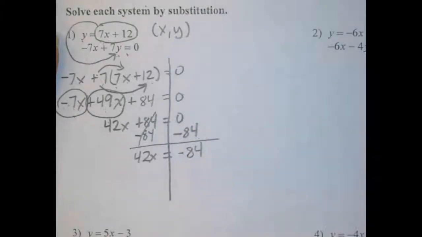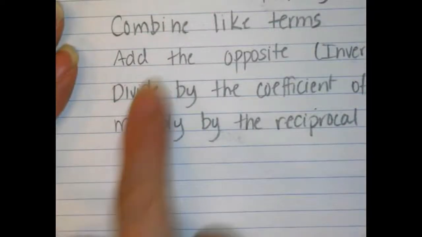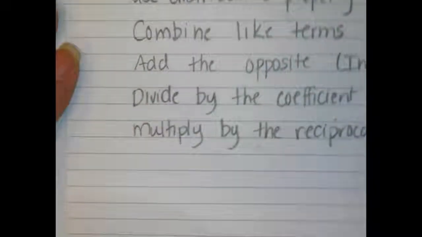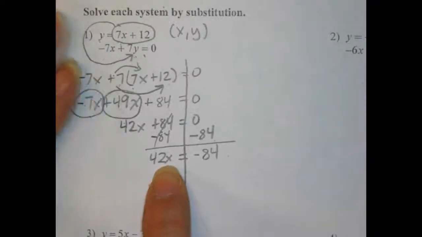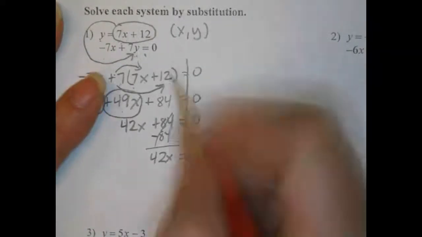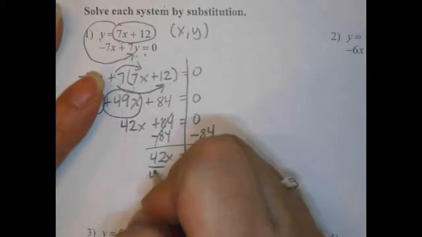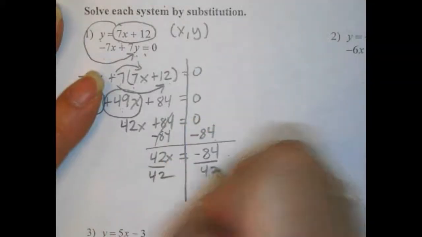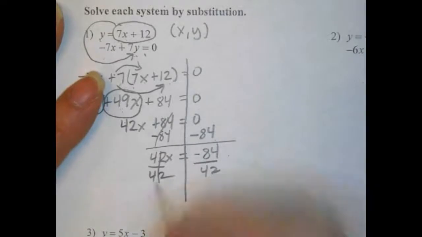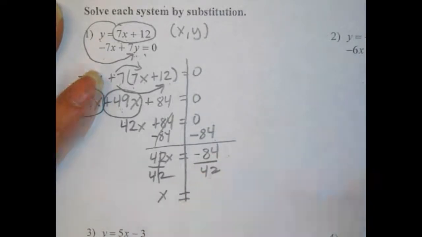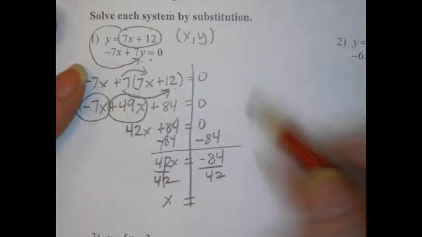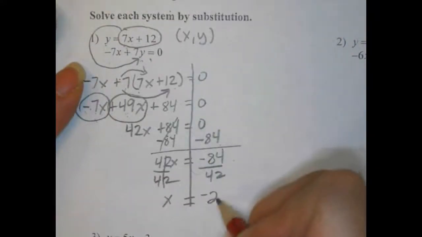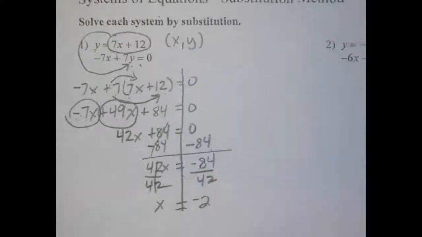So I'm down to my last step. I added the opposite. Do I have to divide by a coefficient? Does my x or y have a coefficient? So what am I dividing both sides by? 42. Right. So I'm going to divide both sides by 42. This becomes 1x, or x is now equal to what? Careful. Negative 2. Don't forget that negative there.